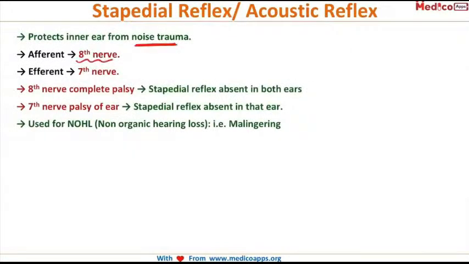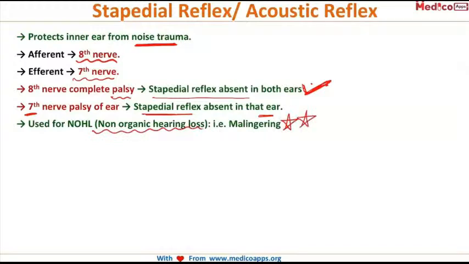The afferent is 8th nerve. The efferent is 7th nerve. The 8th nerve, when there is a palsy, obviously stapedial reflex is absent in both the ears. However, if there is 7th nerve palsy, in that ear only the stapedial reflex is absent. So when there is an 8th nerve palsy, stapedial reflex is lost in both the ears. In 7th nerve palsy, only in that side of the ear there is a stapedial reflex loss. It is used for testing non-organic hearing loss. Stapedial reflex, please remember, it is used to find out malingering in patients.